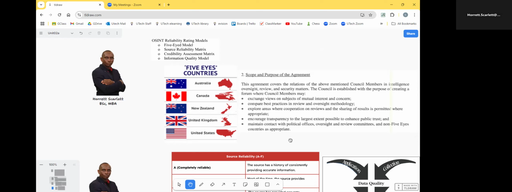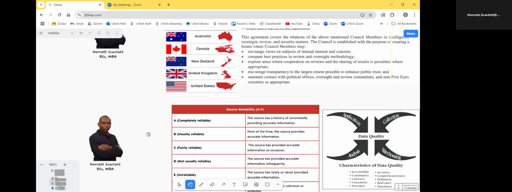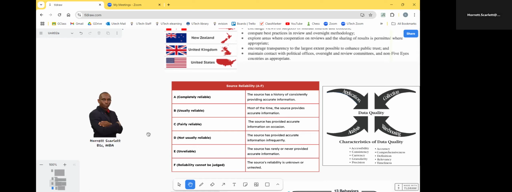So that wraps it up pretty much for the 5Is model. And we can now have a look at source reliability and a metric that we can actually use to track this.